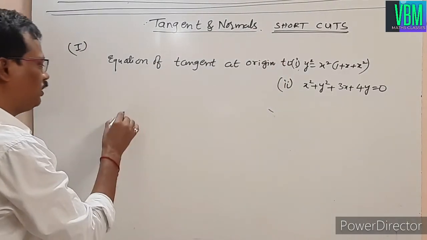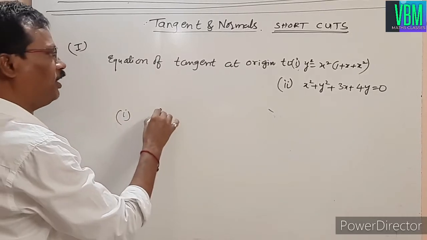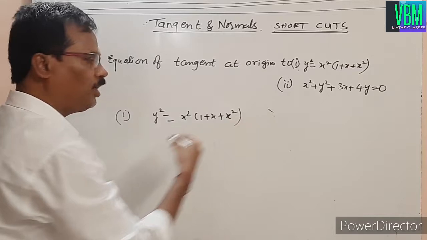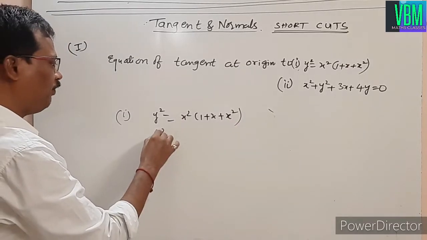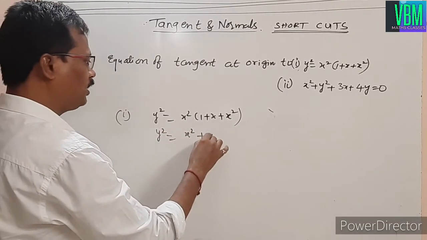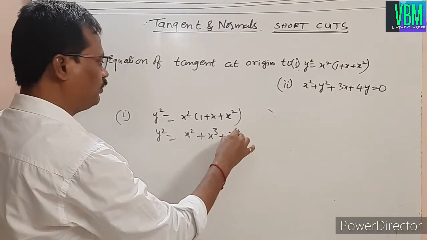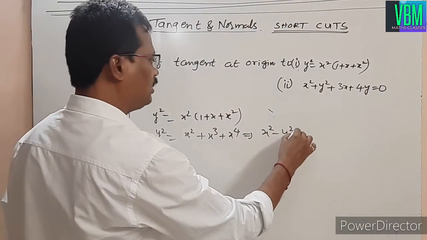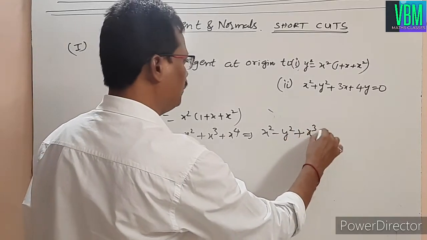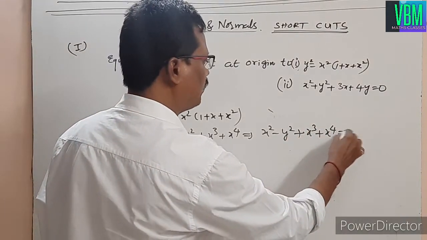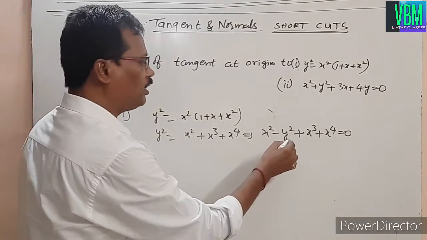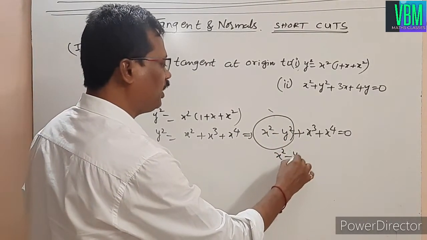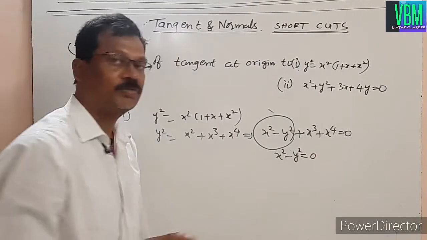Now in this first bit, what they have given is y square is equal to x square into 1 plus x square. If we simplify this, x square, x cube and x power 4, bring one side: x square minus y square plus x cube plus x power 4 is equal to 0. Now in this, these are the least degree terms. These least degree terms equal to 0, then that is the equation of tangent.